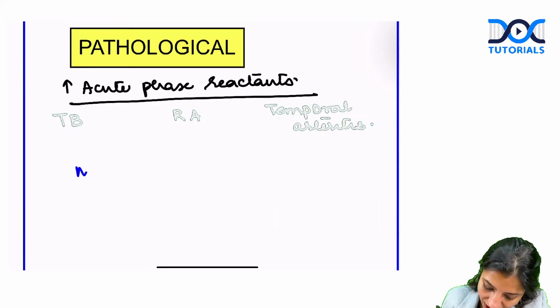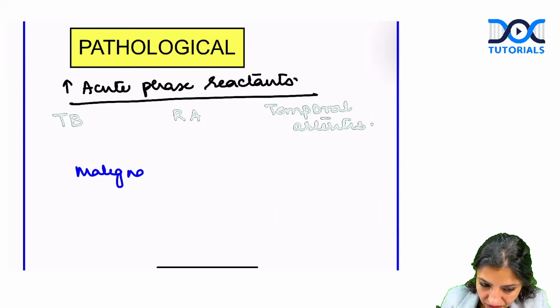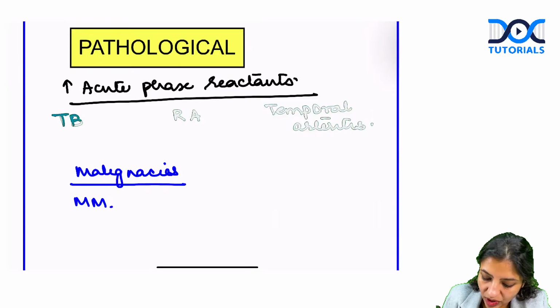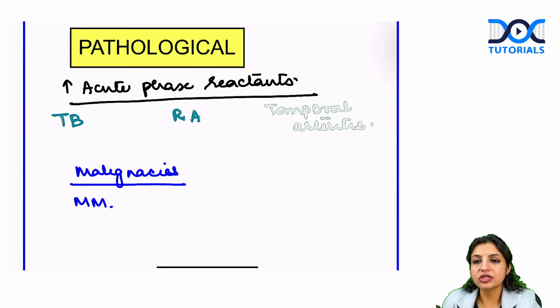Then malignancies. Which malignancy? Remember always multiple myeloma. In multiple myeloma also, ESR will be high because there is a high amount of globulins. That should be very clear. So remember the conditions in which ESR is increased: tuberculosis, rheumatoid arthritis, temporal arthritis, and in malignancy, multiple myeloma. These are the conditions where ESR is high.